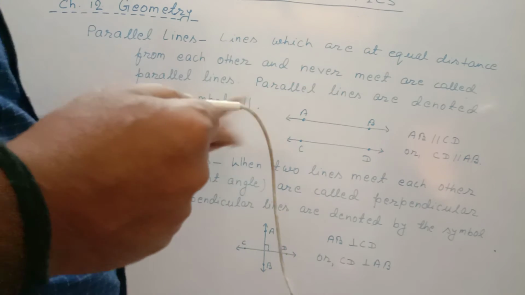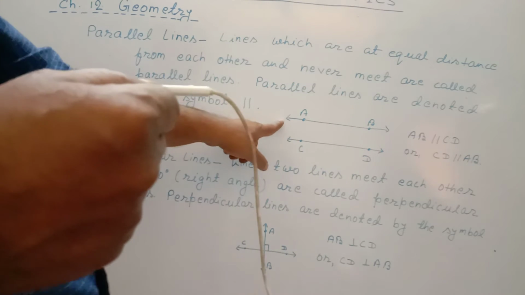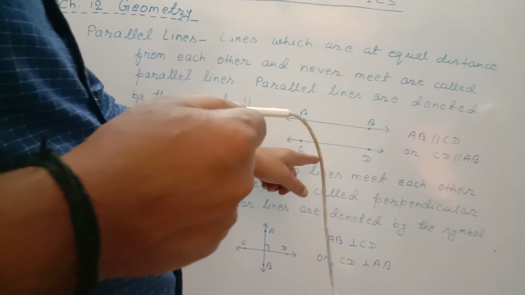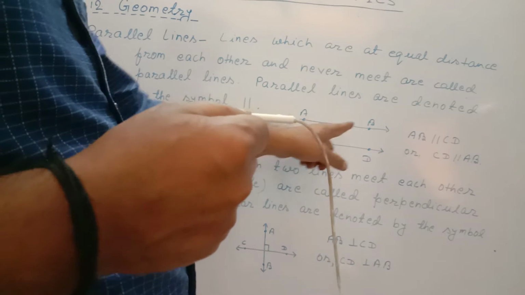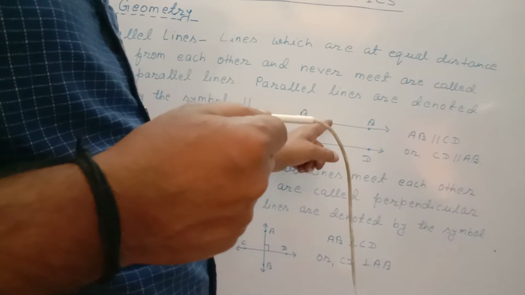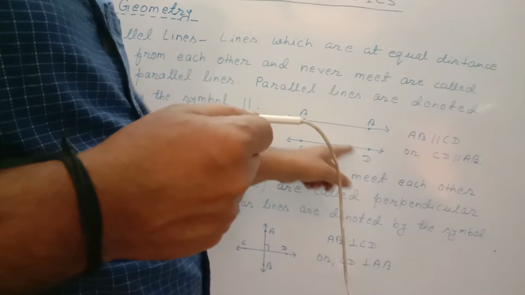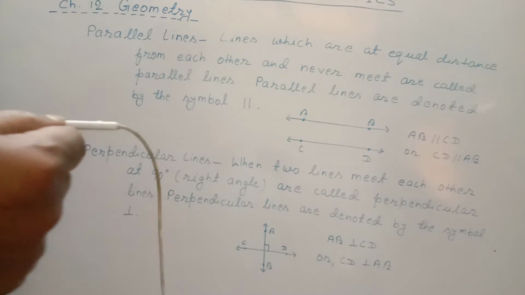These parallel lines are denoted by this symbol. In this example, AB and CD, these two are lines. Between these two lines, distance AC and BD are equal. Therefore, AB and CD are parallel lines, or we can say CD and AB are parallel lines.